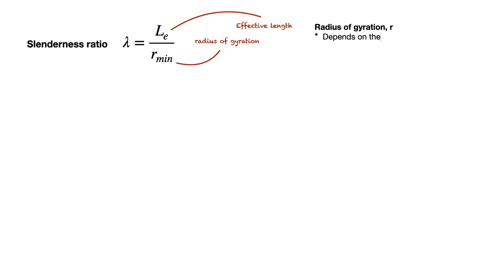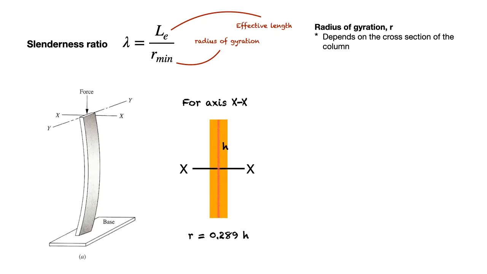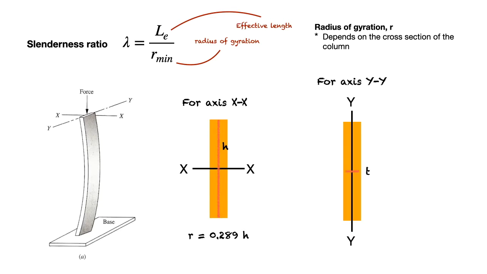Radius of gyration, on the other hand, depends on the cross-section of the column. Let's say we have this rectangular column with the compression force applied on top of the surface. If we look at the cross-section of this column from the top view, along the x-axis direction, the radius of gyration would be 0.289 multiplied by h, which is the height of the cross-section perpendicular to the x-axis. If we look at the direction of the y-axis, the radius of gyration would similarly be 0.289 multiplied by t, which is the length of the cross-section measured perpendicular to the y-axis.